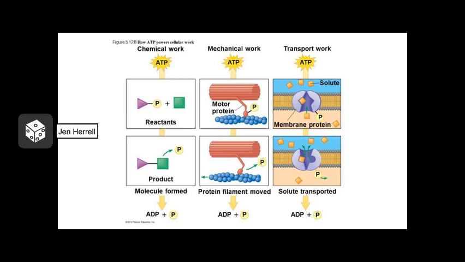The hydrolysis of ATP into ADP can be used to drive chemical reactions. We refer to this as doing chemical work. In this example, the phosphate group from this ATP has been removed and attached to whatever this purple molecule is here. That makes the purple molecule a now phosphorylated intermediate, less stable than its beginning form.